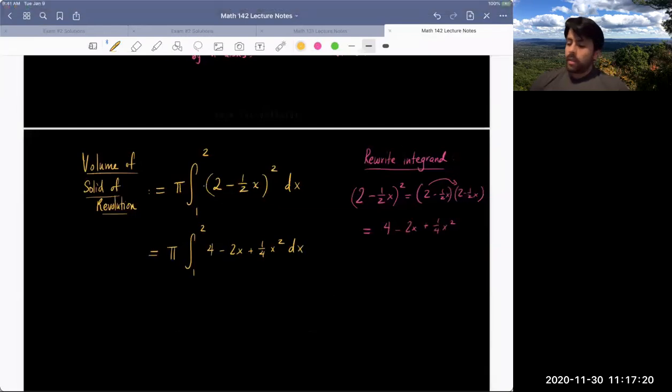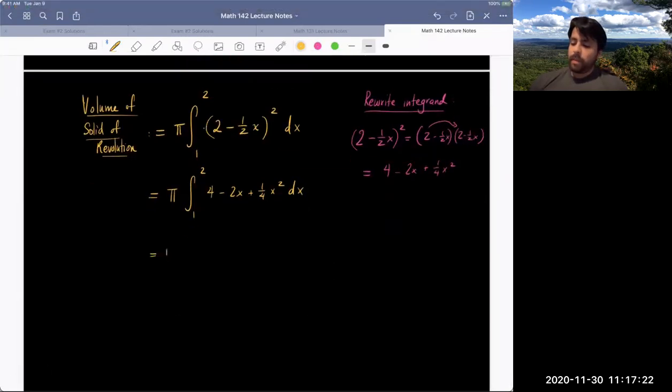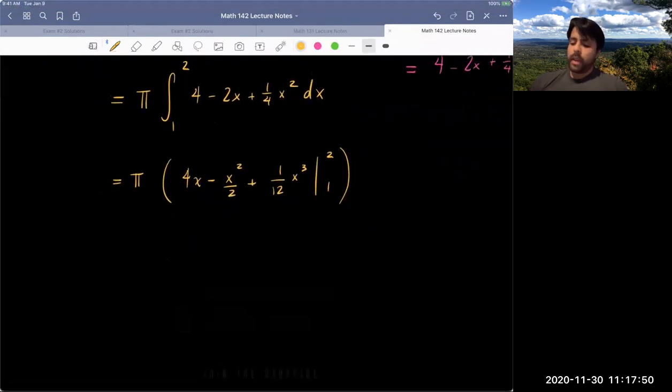So then, what's the antiderivative here? I get 4x, right? And then I get what? x squared over 2. And then I get what? I get 1/12 x to the third. And of course, I'm evaluating this from 1 to 2. So is everyone good so far? This is the antiderivative, right? We do the opposite of the power rule.